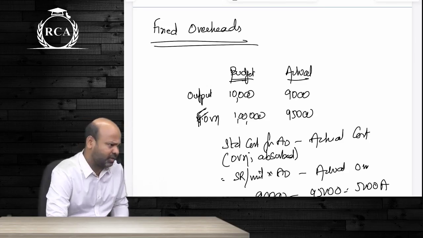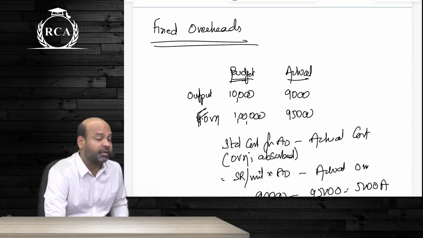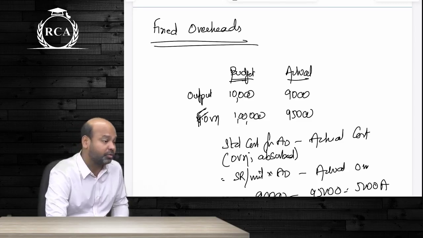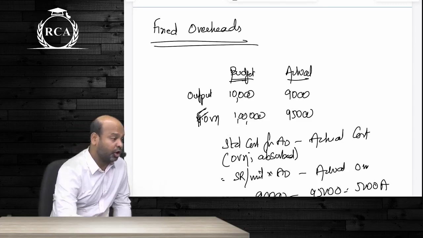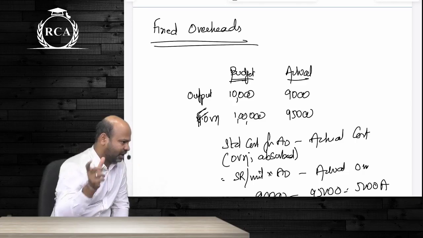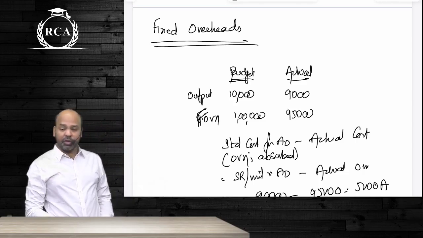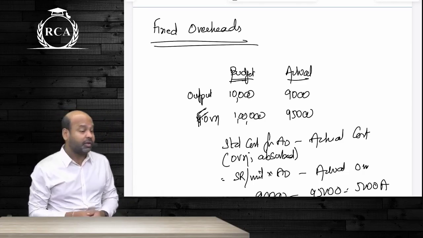In spite of that, there can be a variance. Whatever fixed overhead variances we have learned are on account of absorption costing. If an organization follows absorption costing, your overall fixed overhead variance is still the same. It is standard cost for actual output minus actual cost incurred, exactly the way you computed under or over recovery of overheads in the overhead chapter.